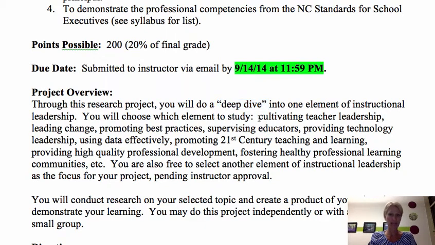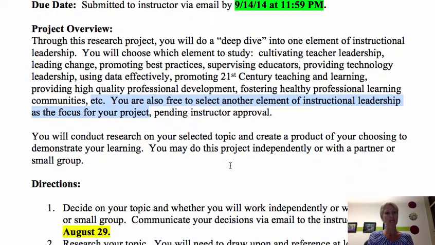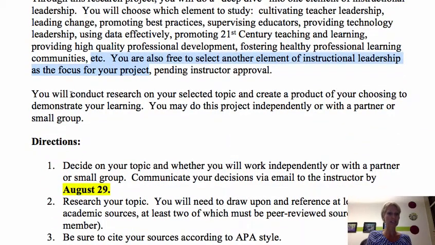So you can choose a topic that we specifically cover in this course, such as cultivating teacher leadership, leading change, promoting best practices, supervising educators, providing technology leadership, etc., etc. Or you can come up with your own topic related to educational leadership to make that a focus of your project, as long as you get my approval on it. Then once you've determined your topic, you're going to conduct research on your selected topic, and then you're going to create a product of your choosing, any type of product you want that shows what you've learned. And you can do this project either independently or with either a partner or a small group.